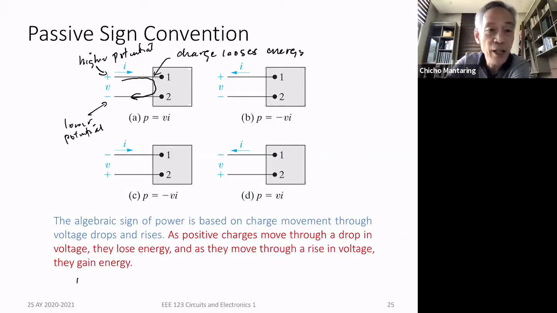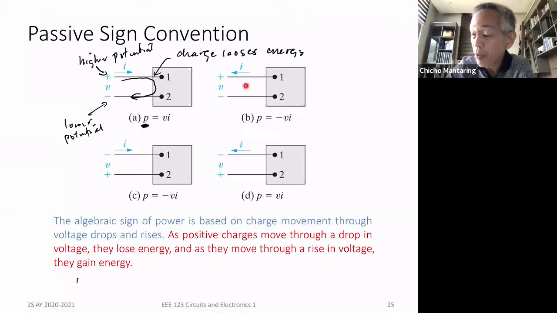So you imagine it that way. While I have an element, while the charges pass through there, the charges are losing energy. That energy is being absorbed by the element. And therefore, on entering, the charge has a higher potential. On leaving, the charge has a lower potential. So in this case, your power should be positive.